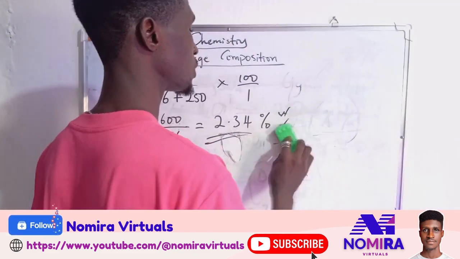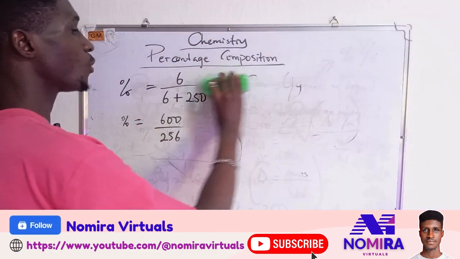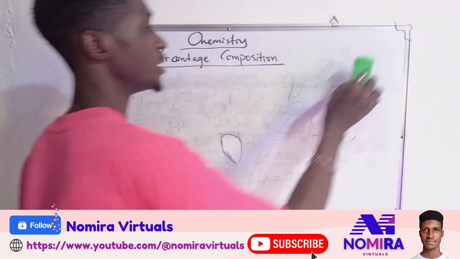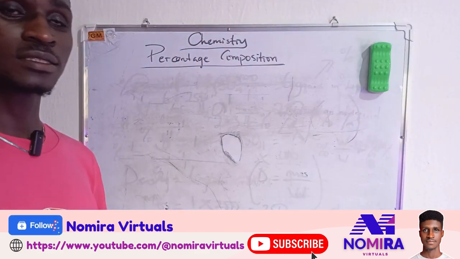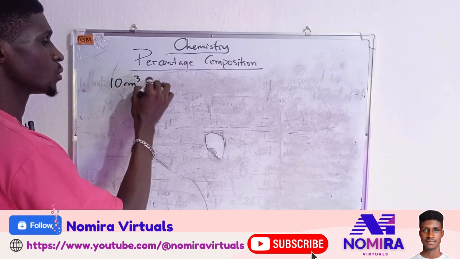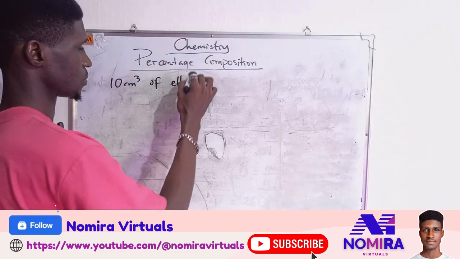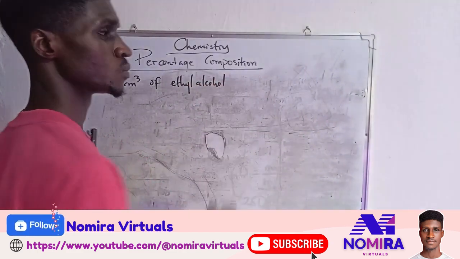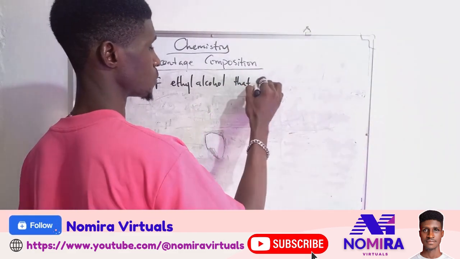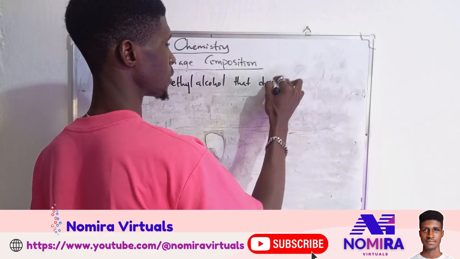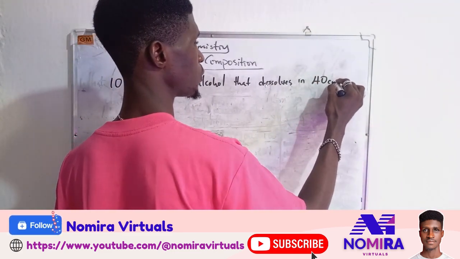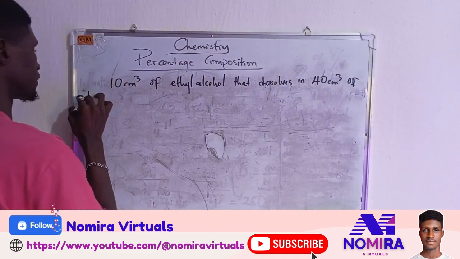The next thing we are going to be looking at is when it involves a liquid solute against a liquid solvent. For instance, you are given 10 cm cube of ethyl alcohol that dissolves in, say, 40 cm cube of distilled water.